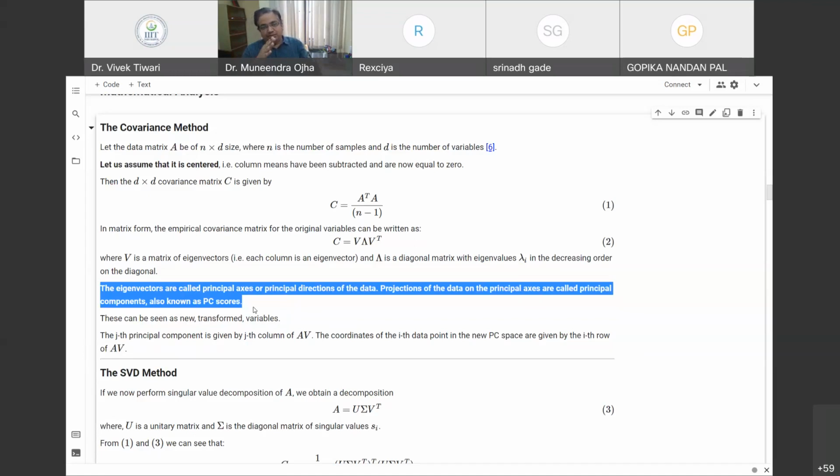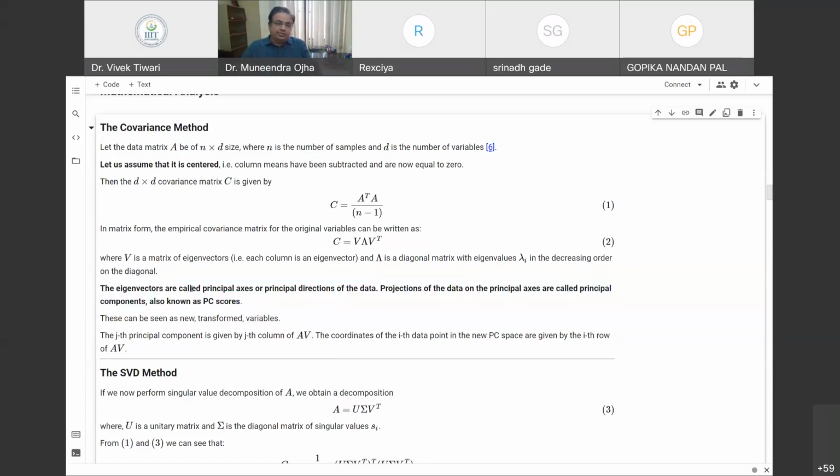Then the data is projected in those directions. When data is projected in those directions, the data assumes new values. When data assumes new values, these values are called principal components. The eigenvectors are not called principal components, but the data value, which is a result of projection of our original data into a new direction, is called the principal component. So eigenvectors are the principal axis or principal direction of the data.